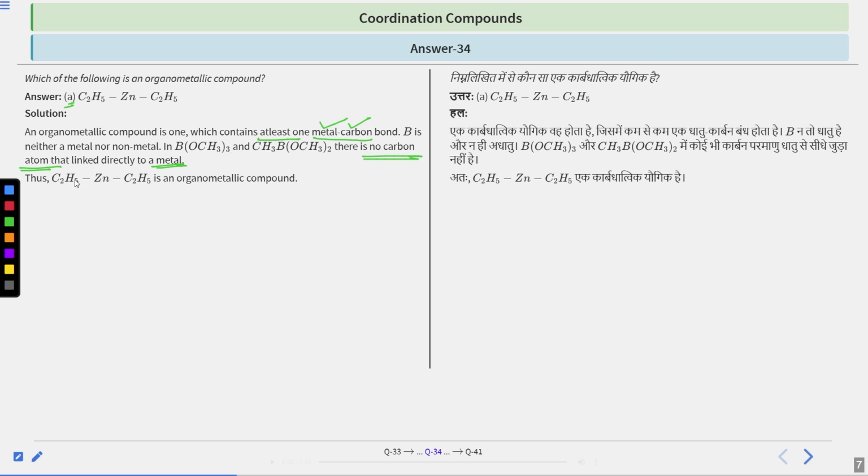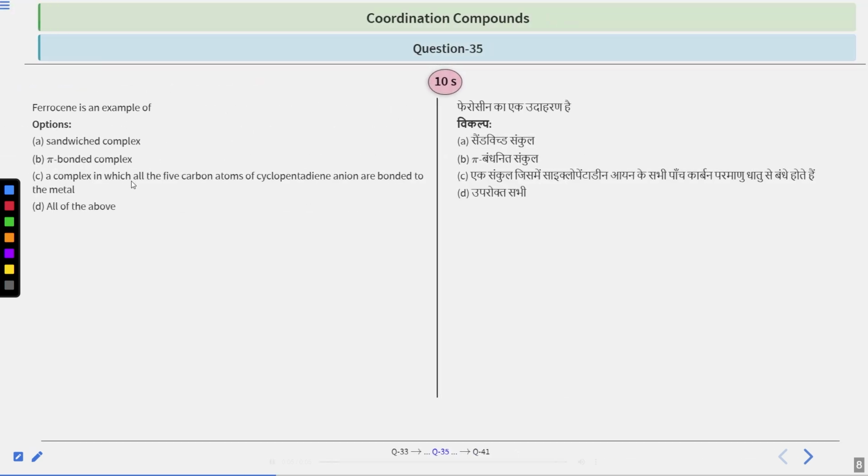Thus, C2H5 Zn C2H5 is an organometallic compound, because you can see there are two direct bonds between the carbon and the metal atom. Thus, our option A is the correct answer. Okay, now let's move on to the next question. Question number 35.